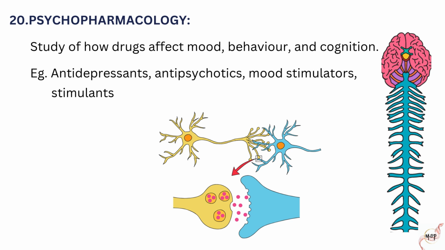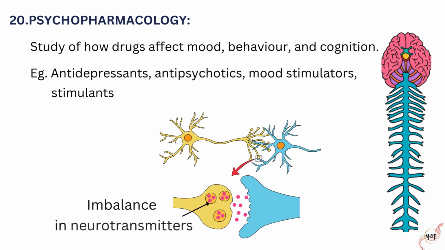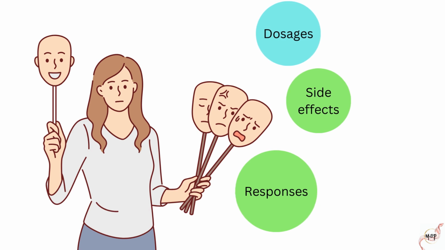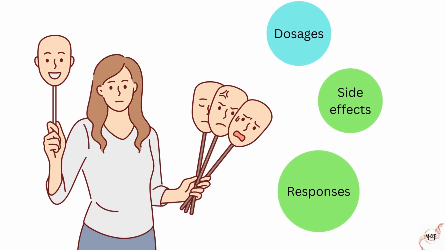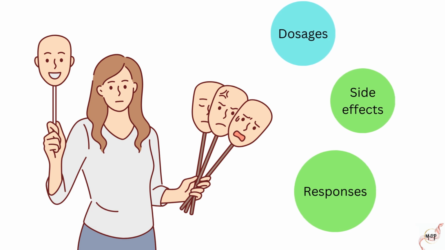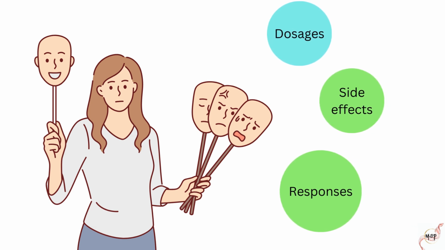Many mental health disorders are linked to imbalances in neurotransmitters. Neurotransmitters are the chemical messengers in the brain. Psychopharmacologists study how medications can correct these imbalances to improve mood, cognition, and overall well-being. Medications for psychiatric conditions require careful monitoring. Dosages, side effects, and how patients respond can differ greatly. This makes it important to personalize treatment for each individual.